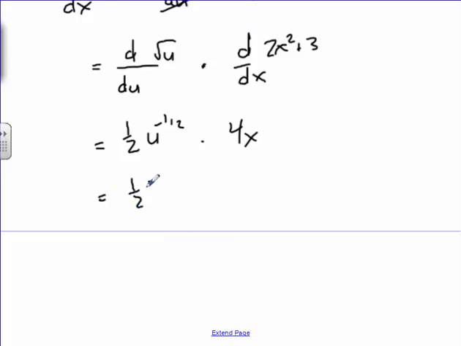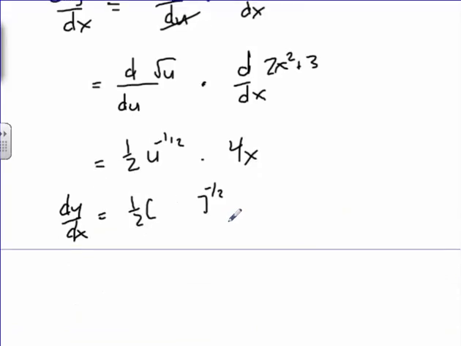I have to resubstitute what u is, because what we really wanted was dy over dx. So it sure would be nice to have x's as my variables again, right? So u was 2x squared plus 3. There we go. There's my derivative.